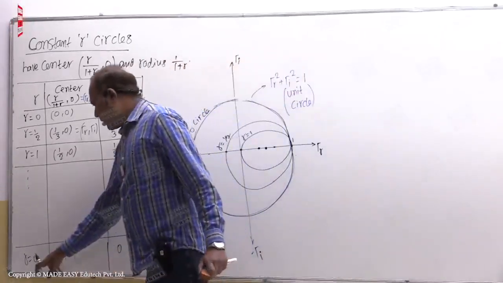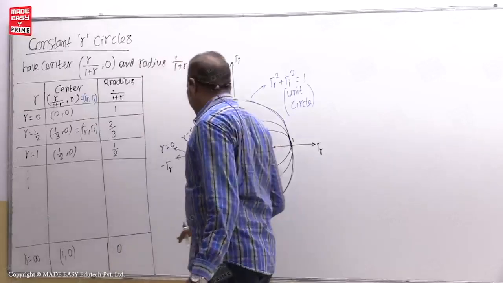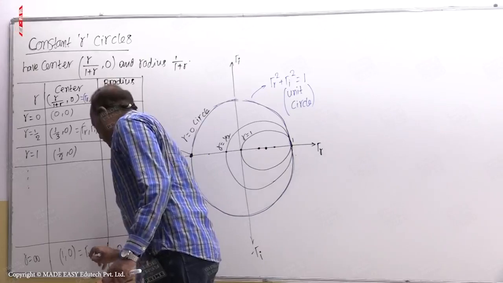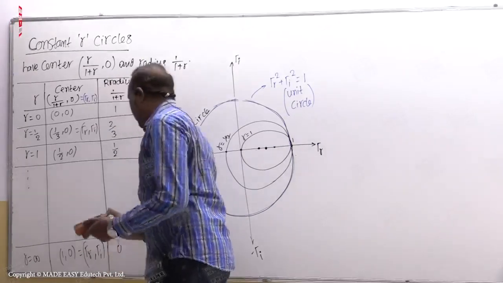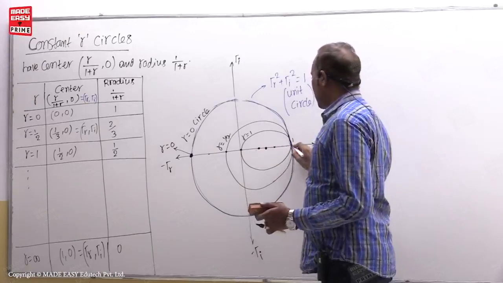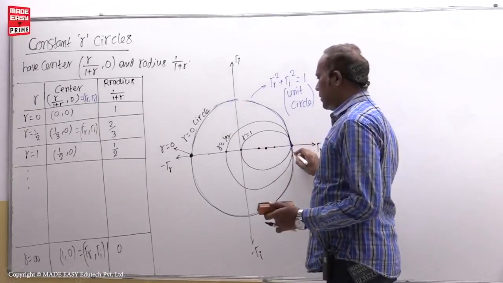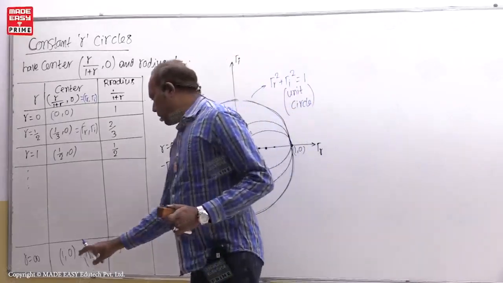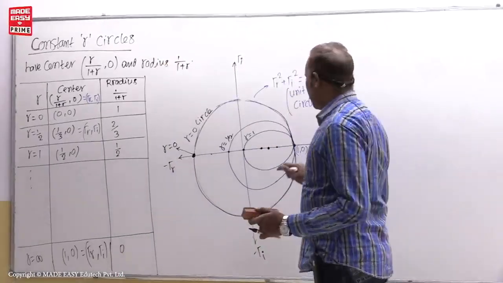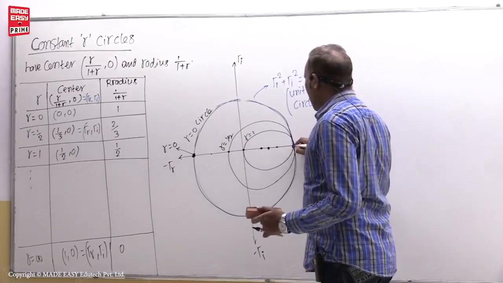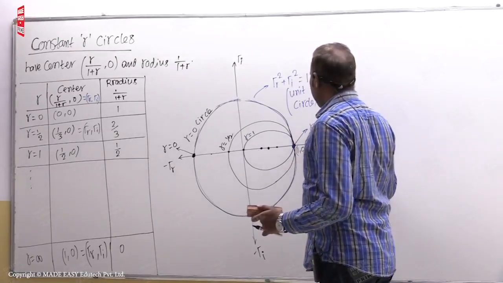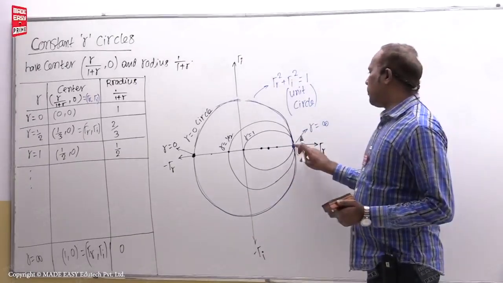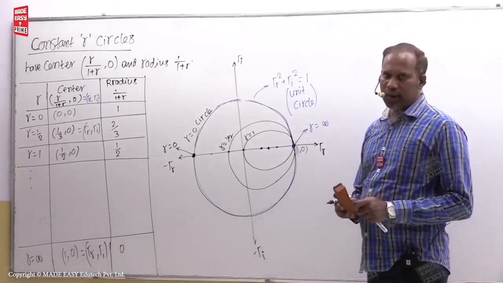What is this? R is equal to infinity circle. 1 comma 0 is the center. That means gamma R is 1 and gamma I is 0. So gamma R is 1 means this one, and this is the 1 comma 0 location. Then you draw a circle of radius 0. That means that is a point actually. So this is that point. For this point, radius is infinity. Radius infinity means open circuit. This is called POC, point of open circuit.